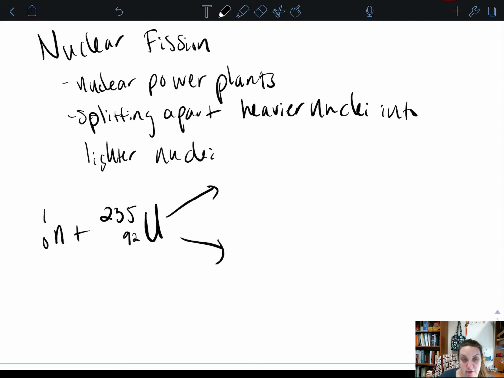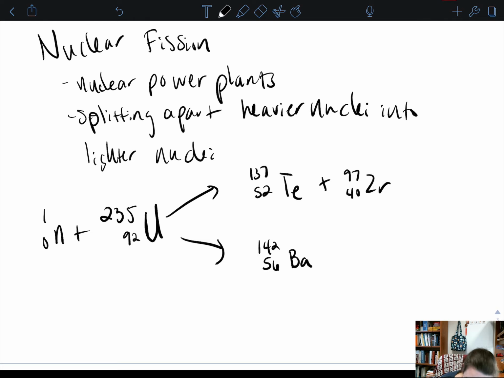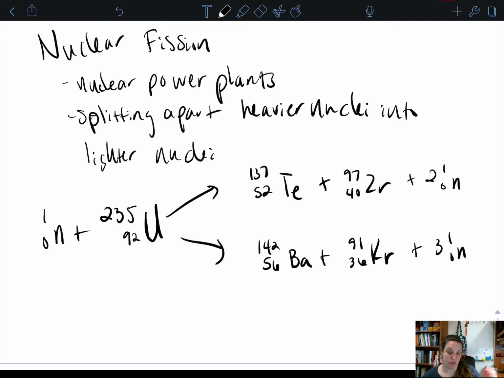So it absorbs a neutron, and let me write this a little bit differently. That uranium splits in half into tellurium and zirconium, or barium and krypton. So I can go one of these two paths, and each one of these will produce additional neutrons. A neutron comes in, hits the uranium, then the uranium splits apart into either tellurium and zirconium or barium and krypton, and then it releases a whole bunch of energy.